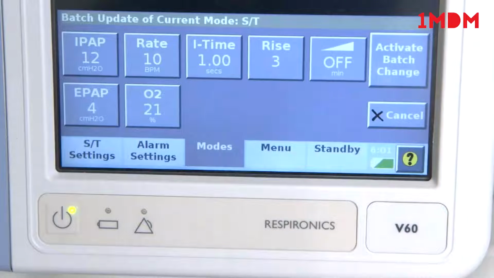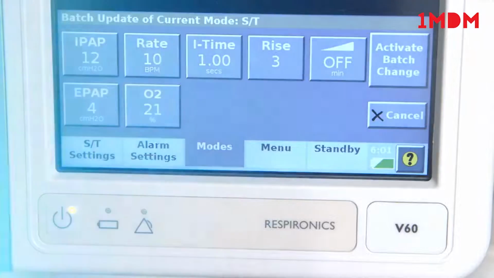This means spontaneous with timed backup, meaning the patient is breathing spontaneously, but if they happen to go apneic, the machine will provide them with breaths.